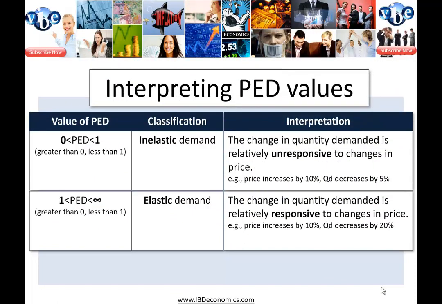Now, elastic demand is if we get a PED coefficient greater than 1. So it's anything over 1, we would term that being elastic demand. The change in quantity demanded is relatively responsive to changes in price. So the percentage change in quantity demanded is greater than the percentage change in price. An example would be price increasing by 10%, and we get a huge fall off in quantity demanded, decreasing by 20%.